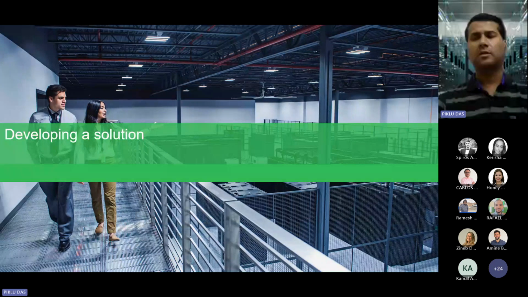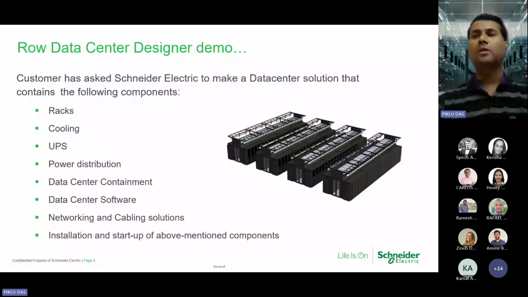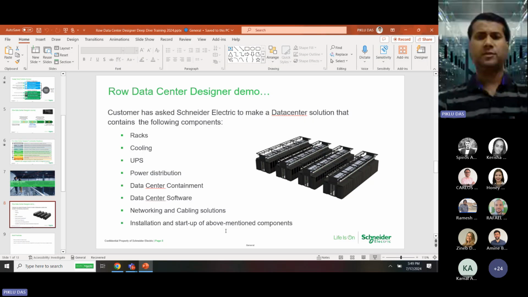So that being said, now what I'll be doing, I'll quickly jump onto my application, and I'll try to give you a very detailed demo of the application where I will try to touch upon all the products and the features that are available in the Row Designer, and try to create a small data center solution where I will add racks, cooling, UPS, power distribution, containment, software, cables, and also the services. So without further ado, I'll just quickly jump to the application.